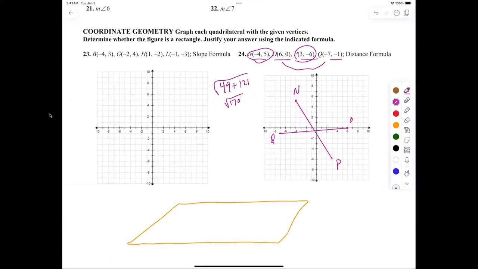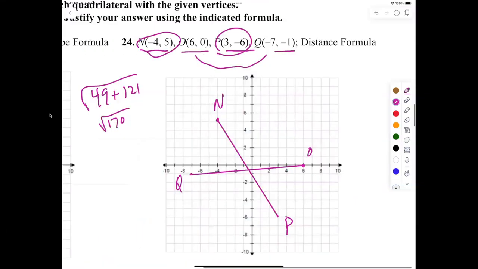It says determine whether it's a rectangle. So is this a rectangle? Yes. 6 plus 7 is 13. 13 squared is 169 plus 1, square root of 170. So I know it's a what? I know it's a rectangle, right? Because the diagonals are equal.